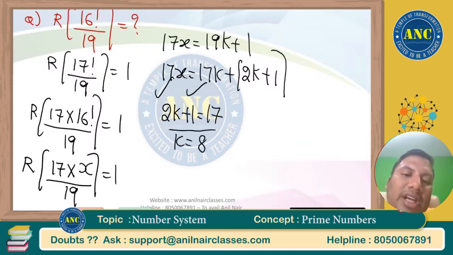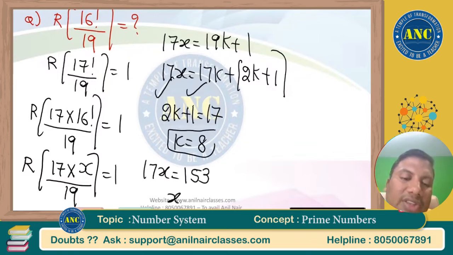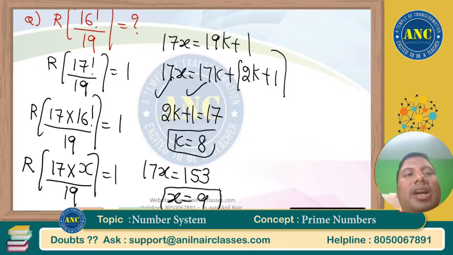The K value is 8. So 17x is equivalent to 152 plus 1, which is 153. X is nothing but 9. 9 is nothing but 19 minus 1 by 2. 19 minus 1 is 18, and 18 by 2 is nothing but 9.